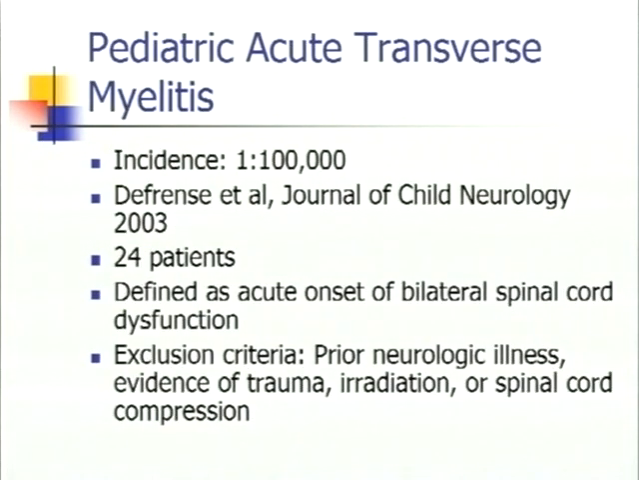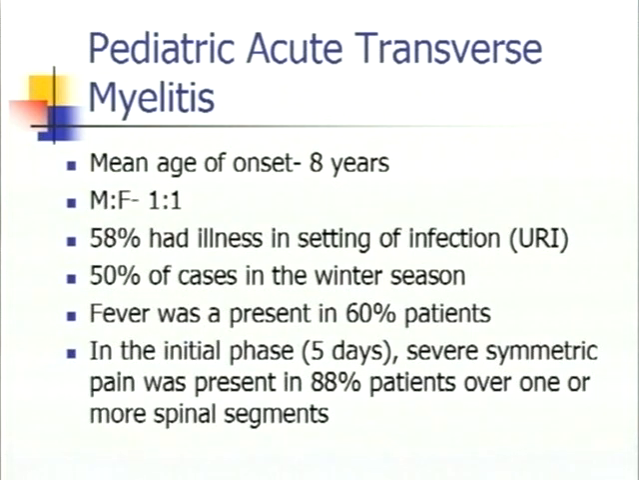So Frank had mentioned already the study in the Journal of Child Neurology, 2003, of Dr. Dufresne, in which he looked at 24 patients who had pediatric transverse myelitis. And he defined that as an acute bilateral onset of spinal cord dysfunction, and again excluded a number of different things that we've talked about before. The incidence that he quotes in the article is anywhere from 1 in 100,000 to 1 in a million, depending upon the studies you look at.